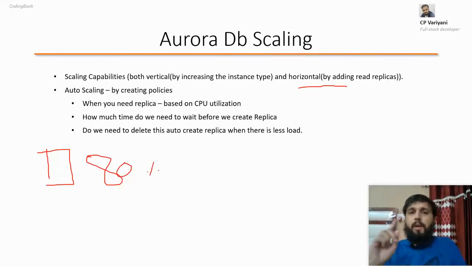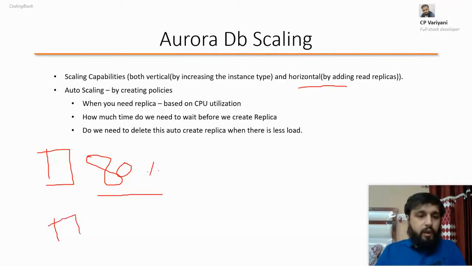You have one master instance, and you said I will not have any read replica, right? You do not want to create one, but you create a policy, and in the policy you have written that if the master instance CPU utilization exceeds 80%, then you create a read replica. Also, it is not like that.